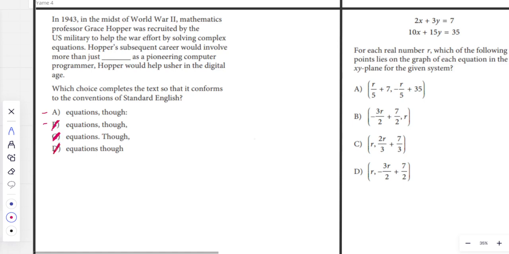And then D doesn't have any punctuation at all. Hopper's subsequent career would involve more than just equations, though. It just doesn't really flow that well. So definitely going to go with A for this one. Her career would involve more than just equations, though. The comma sets apart this first part of the sentence from the adverb, though. Then we can put a colon here that will allow us to put another part of the sentence and emphasize what came before it. So this is definitely a good relation to have here.